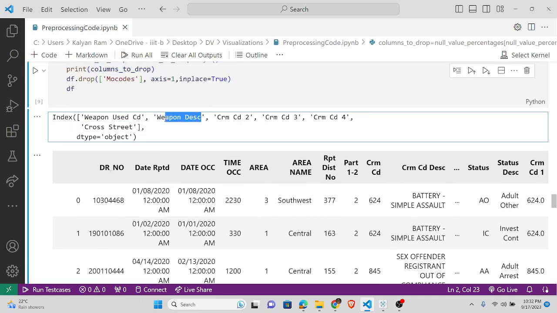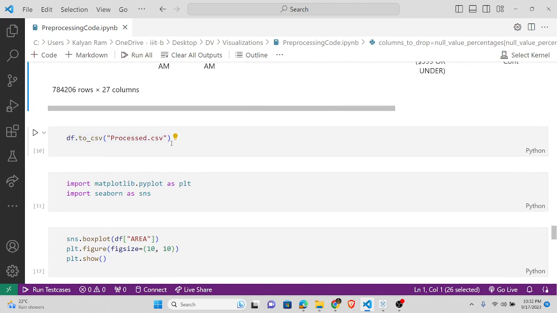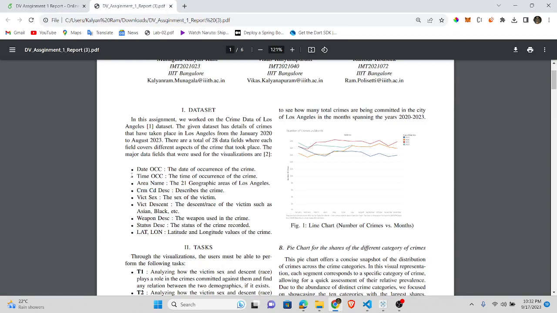We kept weapon description and weapon used code because we believe that these columns would be useful for some of our visualizations. After removing the columns, we then made a new CSV file, which was then used for all our visualizations. The major columns that we have used for visualizations are date of occurrence, time of occurrence, area name, crime code description, victim sex, victim descent, weapon description, status description, and the latitude and longitude details.